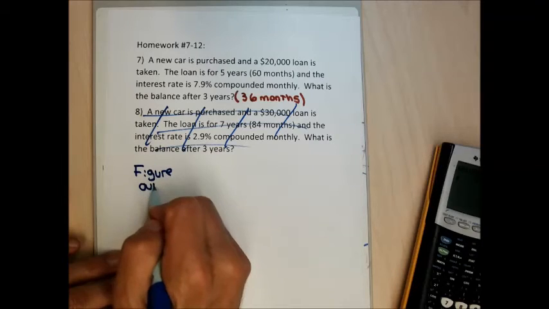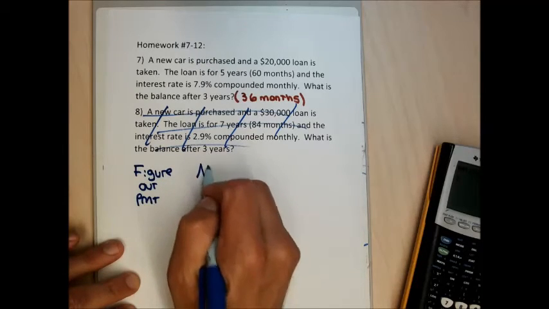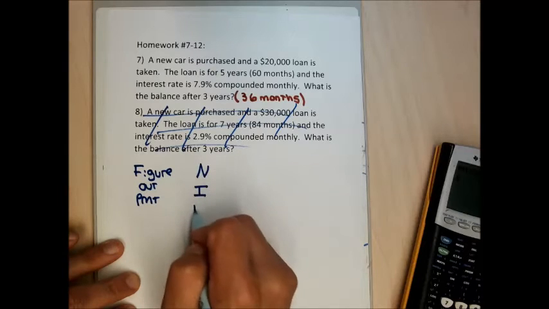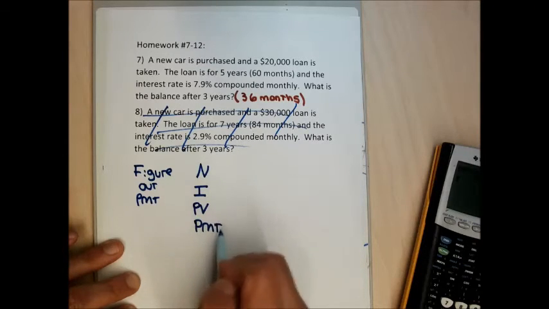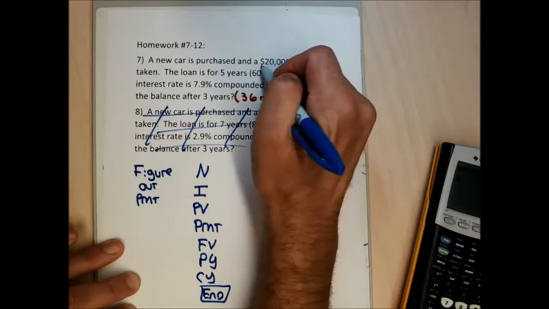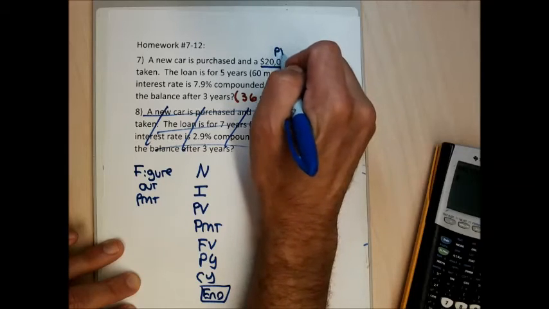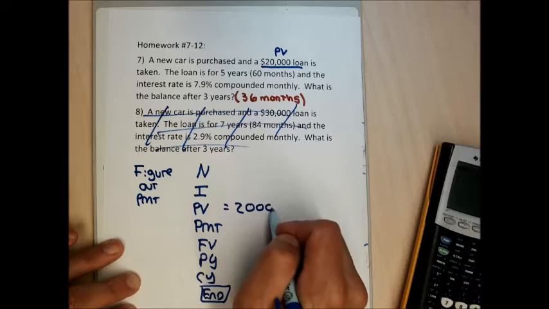I have to get the loan in my calculator. So I'm going to go N, I, PV, PMT, FV, PY, CY, and I'm always, for our class, going to leave the calculator on end. The first number I see, the $20,000 loan, that's the PV. I'm going to put in $20,000 for the loan amount, or for the PV.